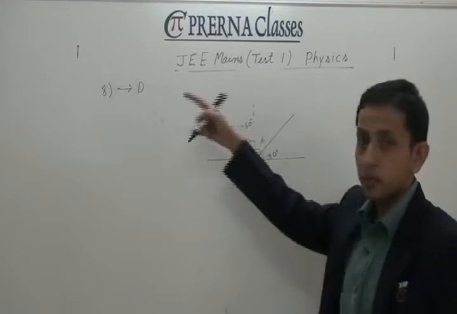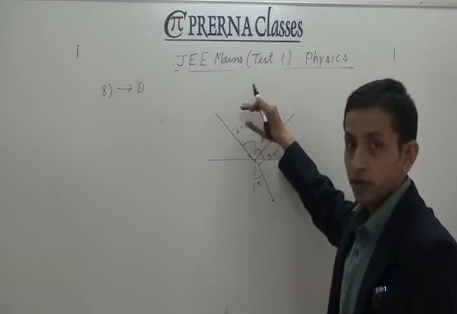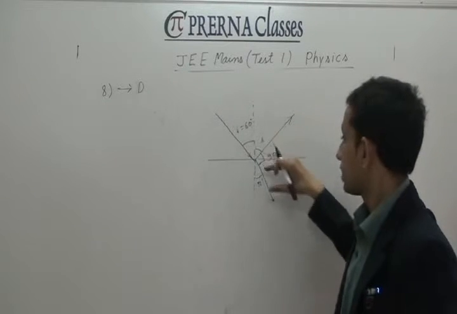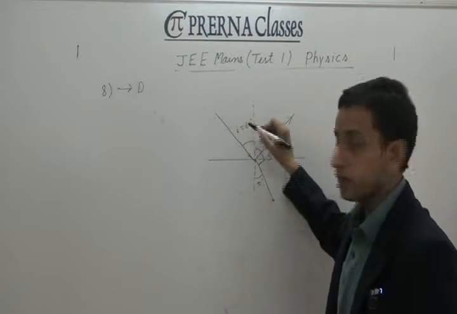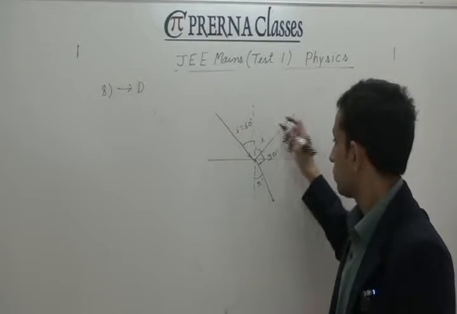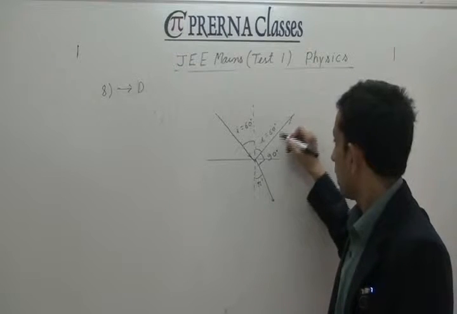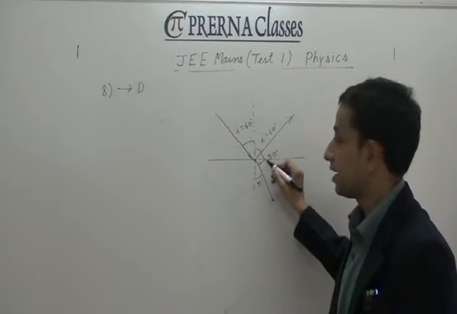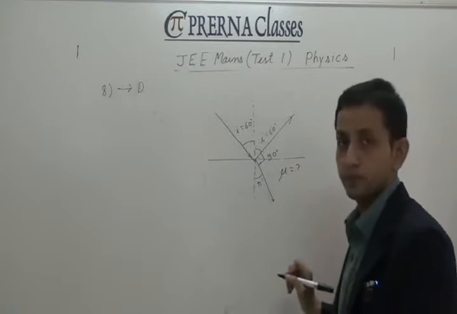Okay, question number 8. In this question we have been given that light is falling from one medium to a second medium and it is getting reflected as well as refracted. So the angle of incidence is given as 60. Since the angle of incidence and angle of reflection will be the same, here it is also again 60, and it is given that the refracted ray and reflected ray are making 90 degrees, and we have to find the refractive index of the material.